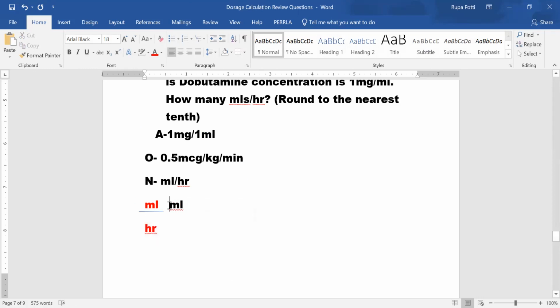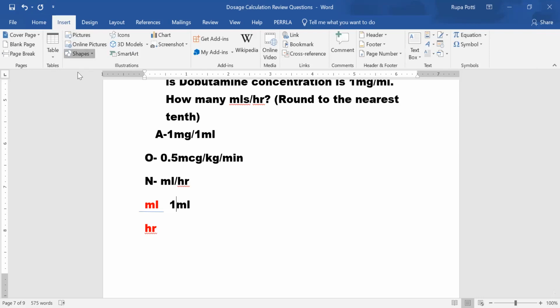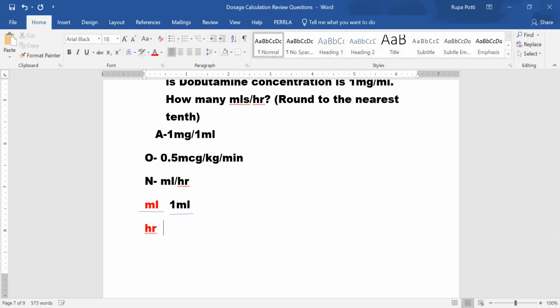So I'm going to look in the problem to see what has something to do with ml. I see my available dose has an ml unit in it. And what is that 1 ml associated with? That is associated with 1 milligram, right? So now I'm going to have that 1 ml, and then I'm going to have 1 milligram here. Now, because I have milligrams in my denominator, I want to start my problem with milligrams in my numerator.